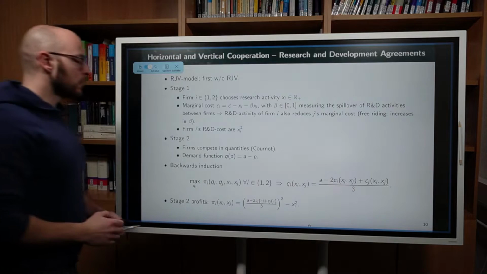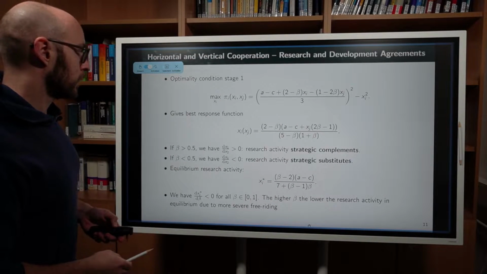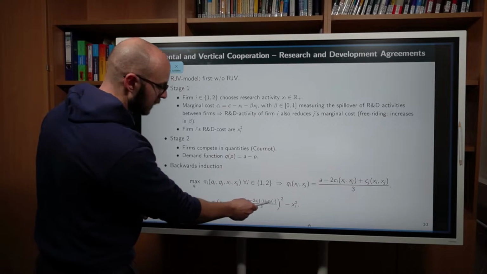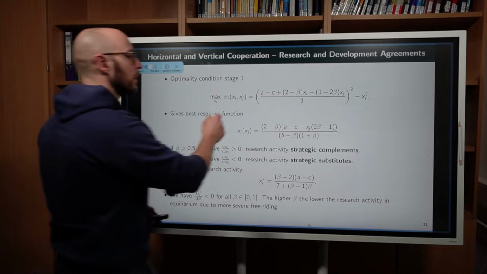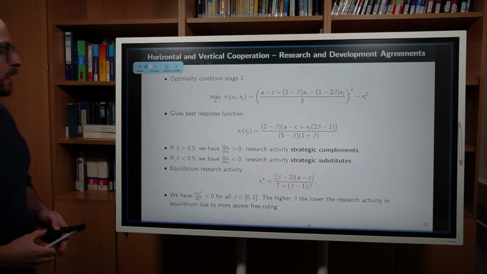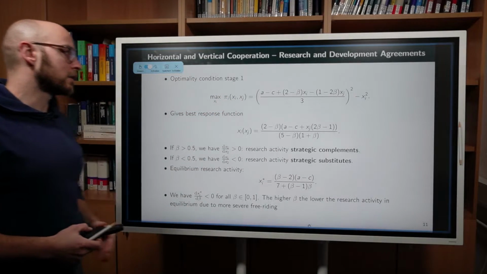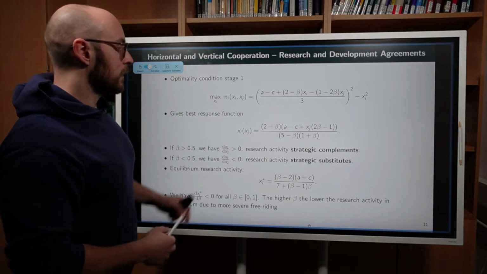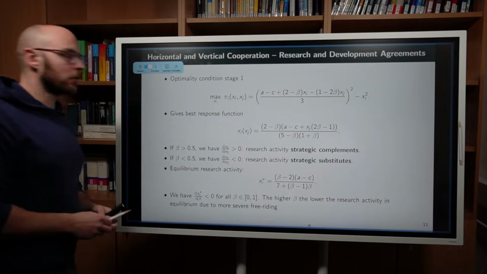Okay, so with this standard solution, we can look explicitly at the optimality condition of stage 1. So what we do is to substitute Ci and Cj according to this function here into this expression, and we will end up with this expression here. And what this basically means is that we have a function that now depends only on xi and xj. So we can differentiate this function with respect to xi, and then we get our best response function from the first order condition.